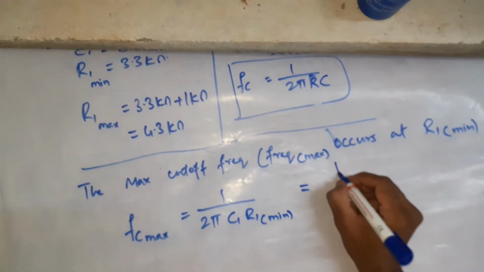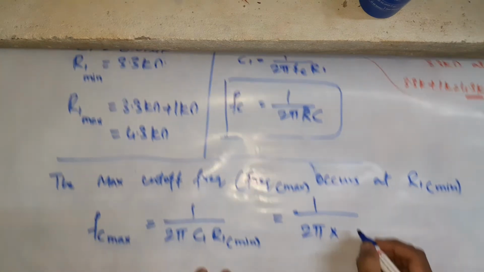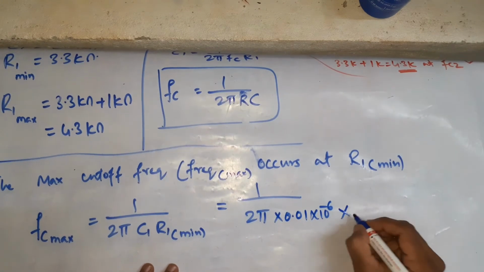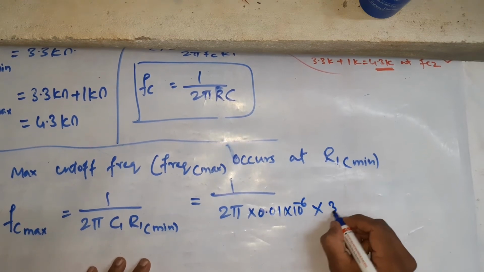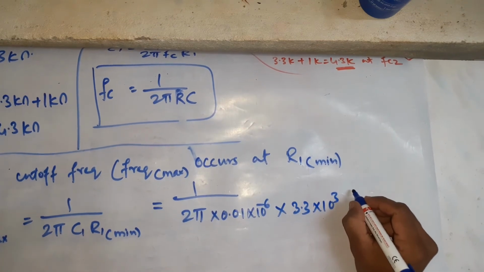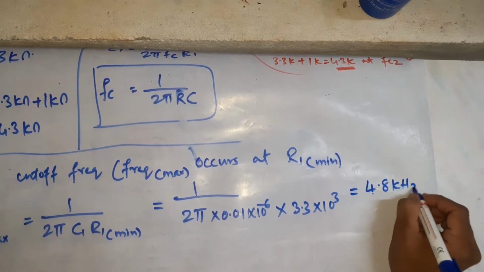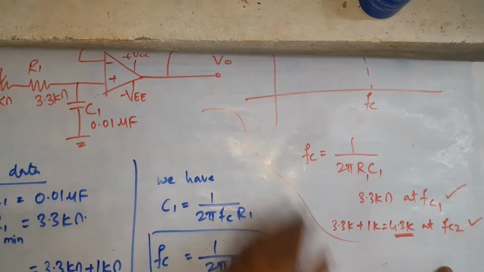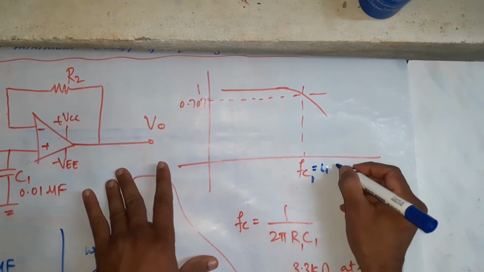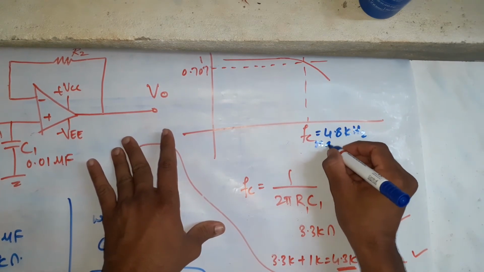So substitute here 1 over 2 pi. What is the C1 value? 0.01 microfarad, so 10 raised to minus 6 into R1. Which R1? R1 minimum, 3.3 kilo. So this will give you a cutoff frequency of 4.8 kilohertz. This is your Fc max.